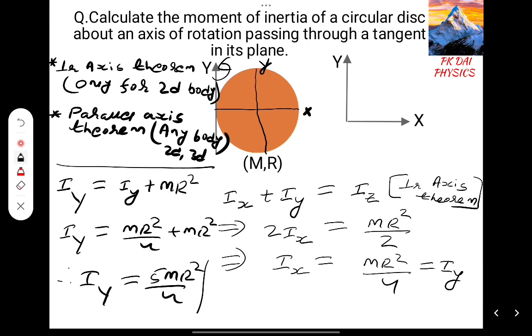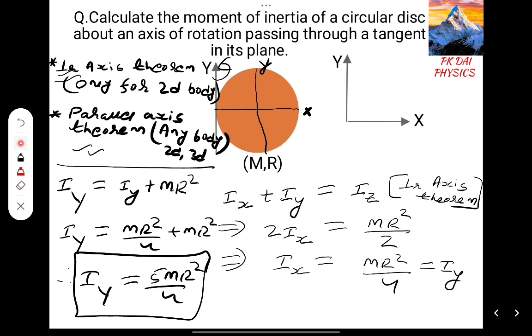This is your answer. So here we have used both the parallel axis theorem as well as the perpendicular axis theorem in order to find the moment of inertia of this disk about an axis passing through a tangent in its plane. So always remember, the perpendicular axis theorem can be used only for a 2D body, but the parallel axis theorem can be used for 2D as well as 3D bodies.